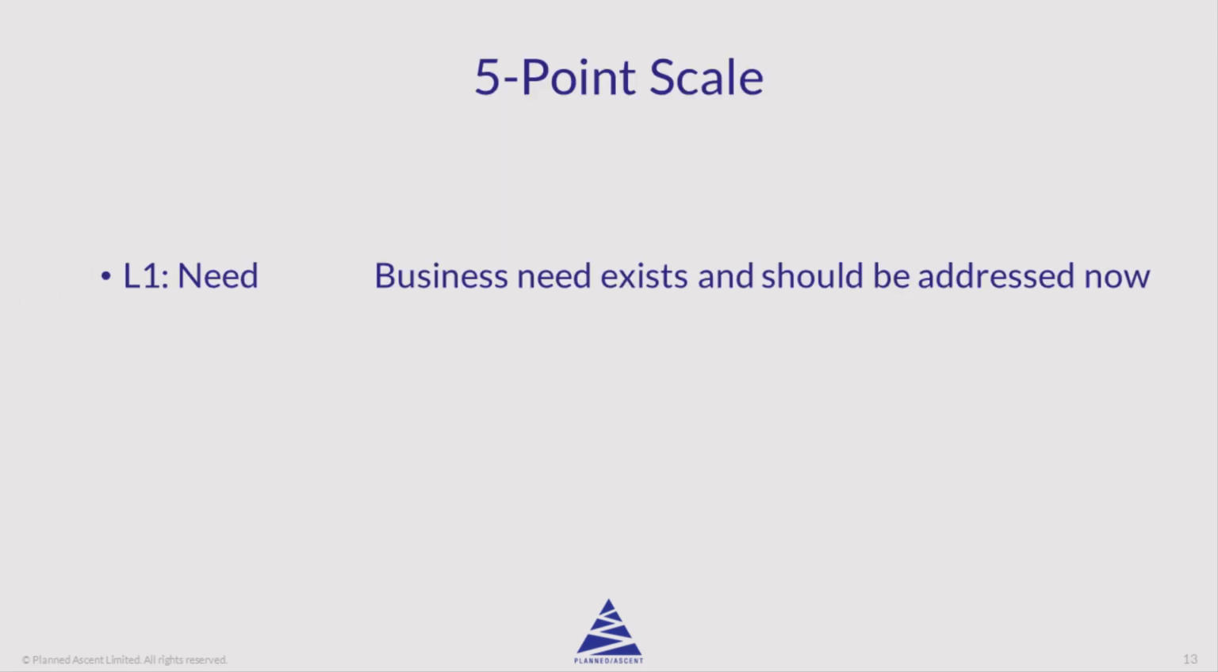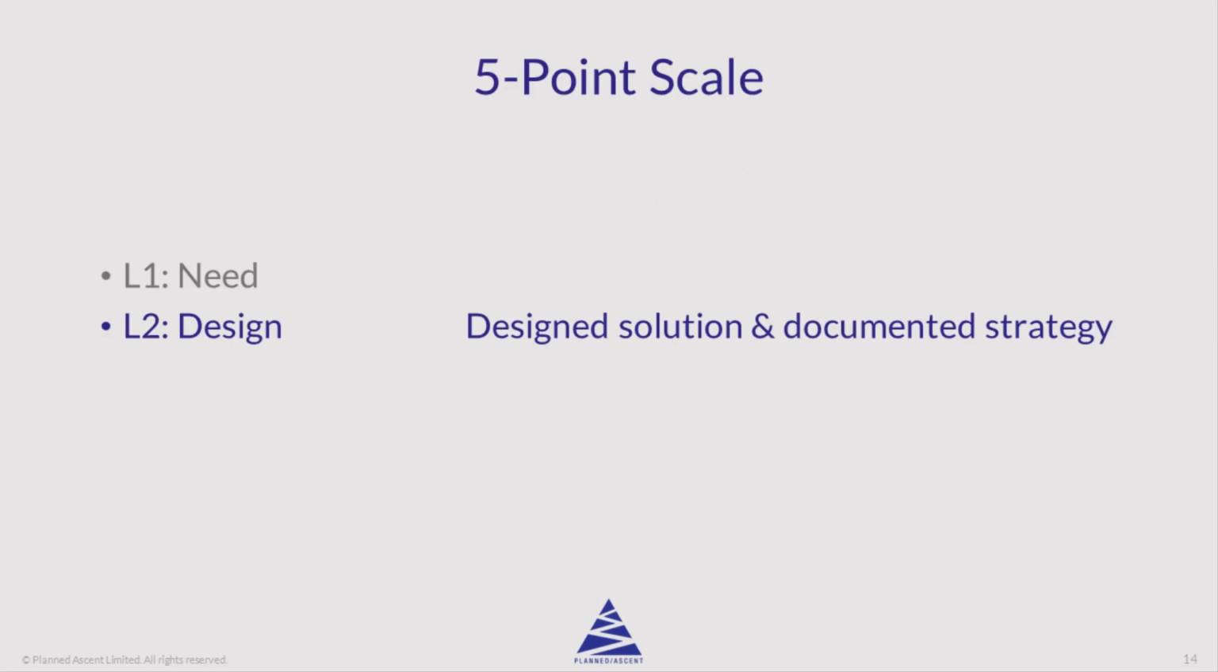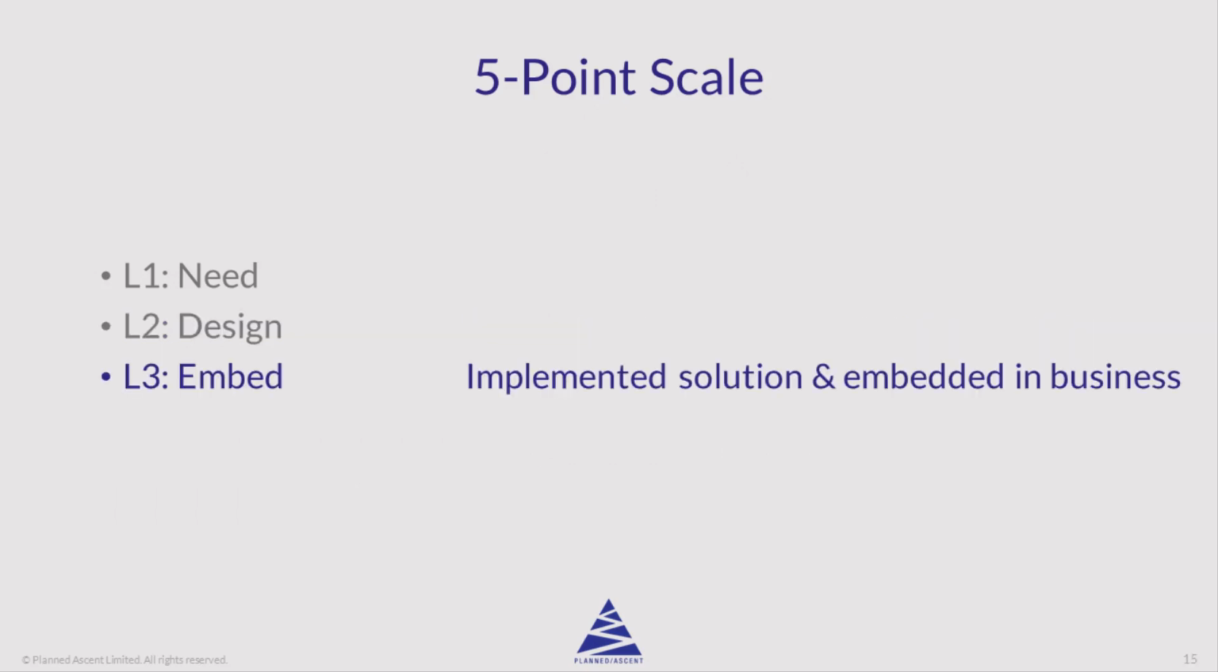Level 1. Need. You agree that the business has an unmet need in the area under review and that this should be addressed now. Level 2. Design. You've designed a solution and documented a strategy to meet this need. Level 3. Embed. You have implemented your solution and it is now embedded into your business. Level 4.